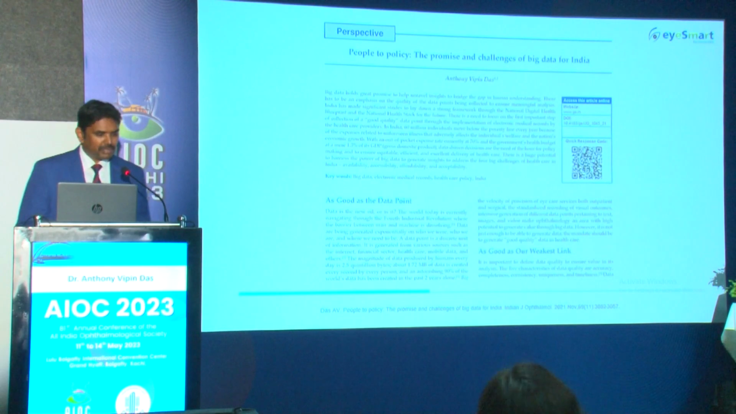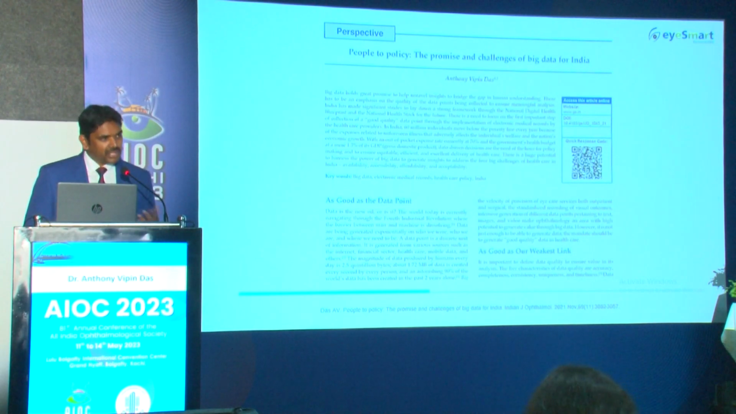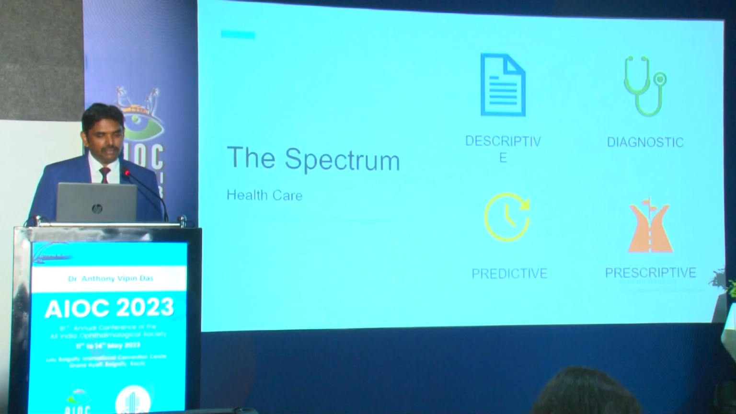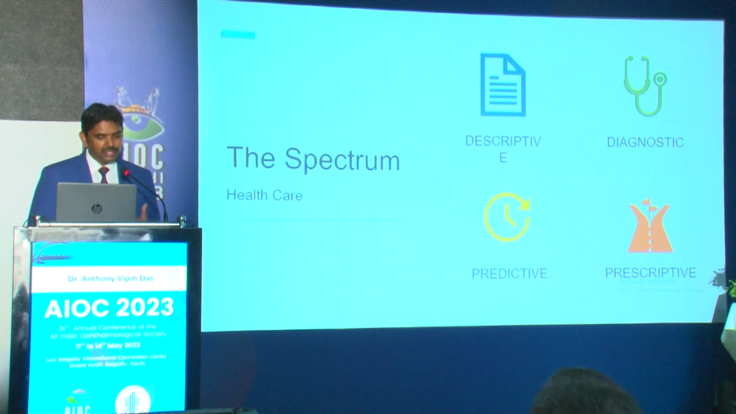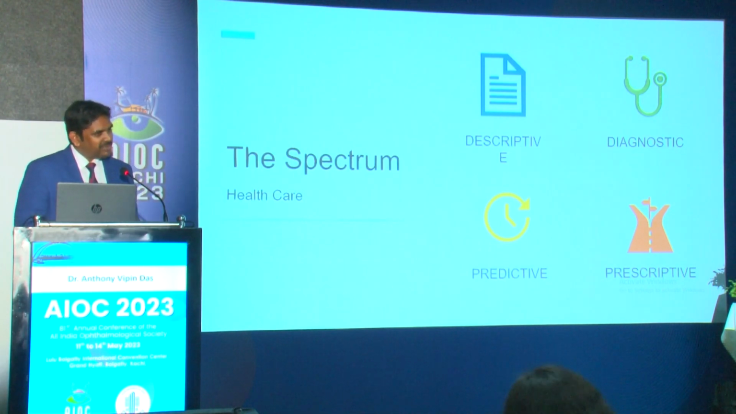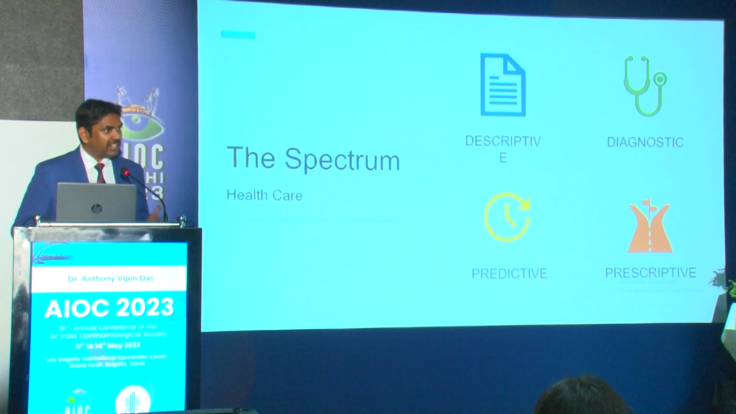So this was a perspective piece that we put in about the promise and challenges of big data in the Indian Journal of Ophthalmology. But there is a spectrum of the studies that you can do. So descriptive studies, diagnostic, predictive, and prescriptive. But what is very important and foundational is that we need to understand what our Indian population and the cohorts and the kind of distribution of diseases, before which we look at outcomes, and then we look at predictive modeling, and then we look at prescriptive, telling you which is the right treatment. So it is a stepwise process that we need to take.